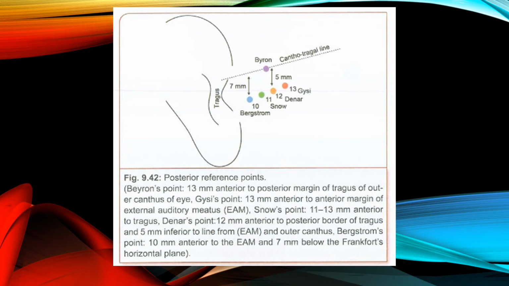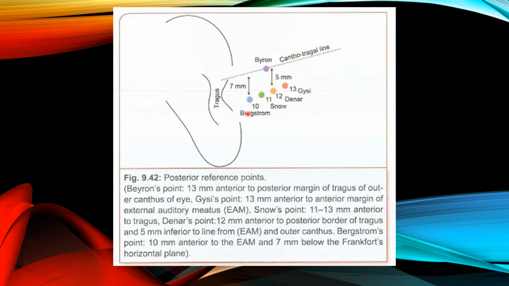That is the summary of posterior reference points. Here it is the tragus, and here it is the canthotragal line. Let's discuss the points in this figure. For memorizing these points, we have to find an easy way. So this is 10, this is 11, 12, 13. This is 5 mm, this is 7 mm.